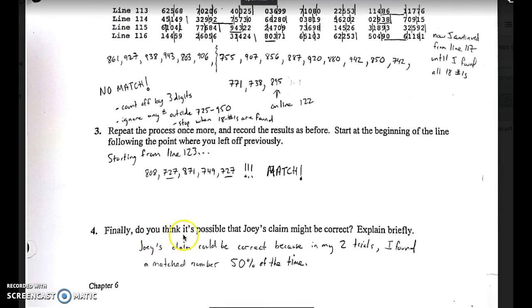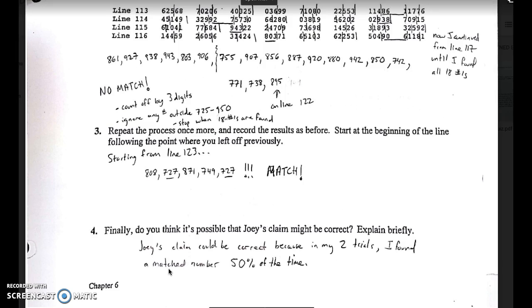Question 4 says, finally, do you think it's possible that Joey's claim might be correct? Explain briefly. So, first off, this answer is not the answer that's in the answer key, but I'm going to explain what I have. I think what they want you to answer if you don't understand statistics is just to say, oh, well, Joey's claim could be correct because the 2 trials I did, I found a match 50% of the time, 1 out of 2 times. But we only did 2 trials, and 2 trials is an incredibly small sample size.